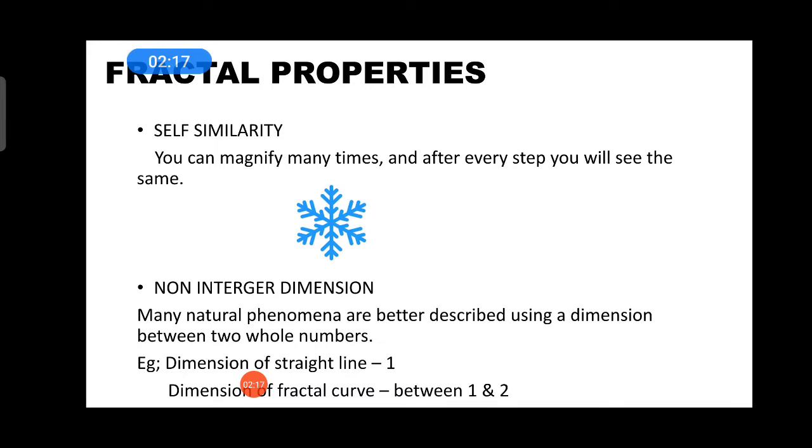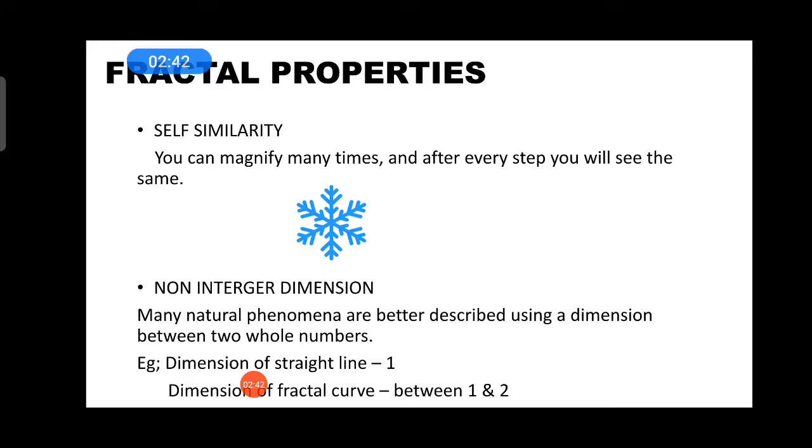Now we can discuss the properties of fractal geometry. First one is self-similarity. If we have two squares that look like each other, it is similar. But if we have a big square with a small one inside it, it is self-similar. We can magnify many times and after every step we can see the same image. This is a property known as self-similarity of fractal geometry.